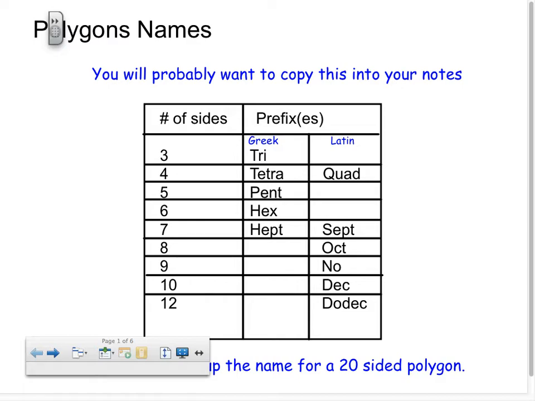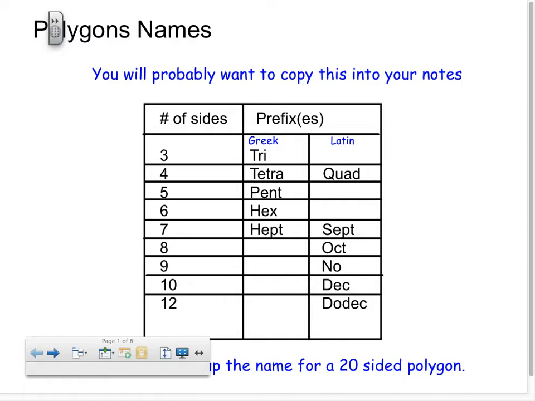4 sides, if we use the Greek, we'd use tetra. We call it a tetrahedron. Where have you seen that prefix tetra for 4 before? Maybe if you've ever played the game Tetris. There's always 4 blocks in Tetris. So tetra is a prefix meaning 4. It's a tetrahedron, or in Latin we call it quadrilateral. Quad is the prefix in Latin for 4. So tetrahedron or quadrilateral.